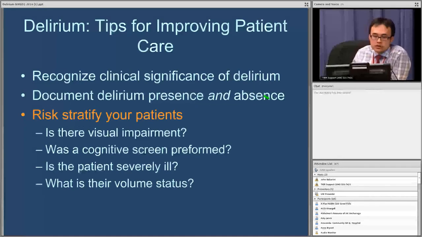Okay. So some tips for improving patient care is to risk stratify your patients, to think about those things. Is there a visual impairment that a person has? And that's all that I would suggest, not to measure what their eye score is, if it's 20/100 or 20/70. Right? Is there a pre-existing decline in cognition, cognitive impairment? Is the patient severely ill? And what's their volume status? And typically, as a physician, I use the BUN to creatinine ratio.